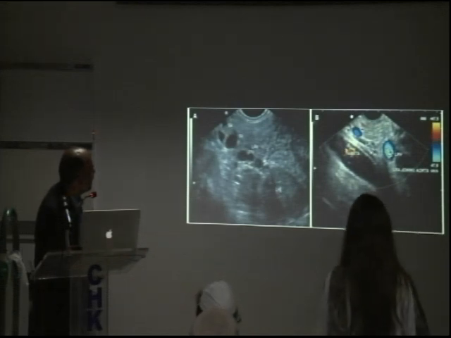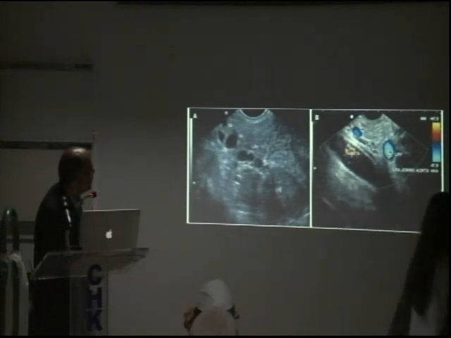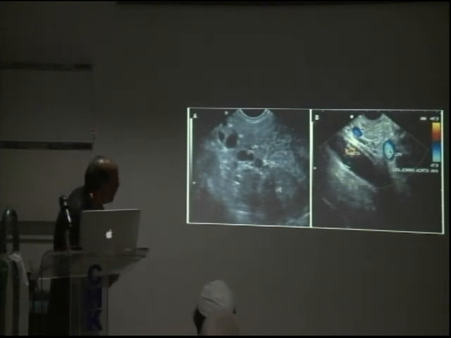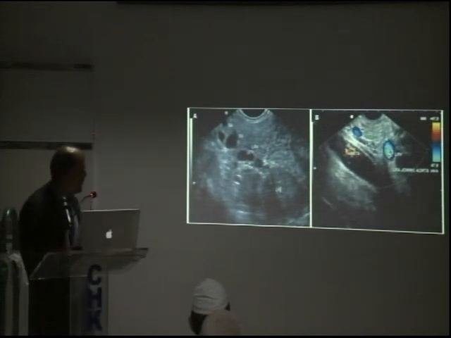This is the splenic vein, left renal vein, aorta. The left renal vein joins, going to the aorta, the splenic vein. Okay, left kidney, so left.